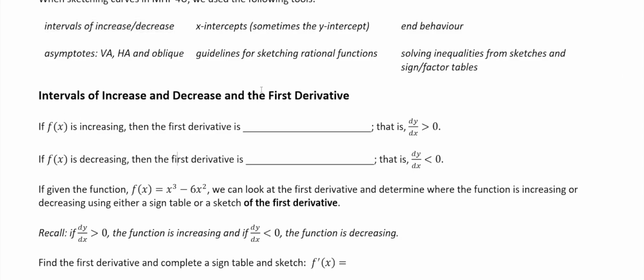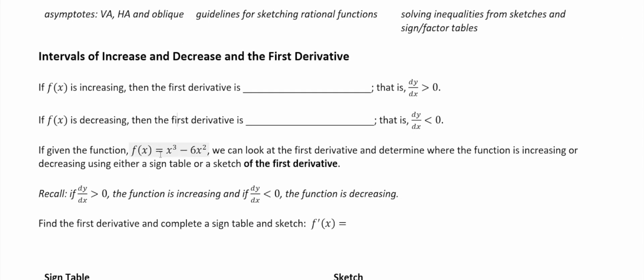So intervals of increase and decrease in the first derivative. If a function is increasing, I'll give you an example of a curve that's increasing. So this is a curve and it's increasing. If we were to take the tangent of that, we can see that the tangent has a positive slope because it's going from quad 3 to quad 1, right? So it's got a positive slope. So then the first derivative is positive.